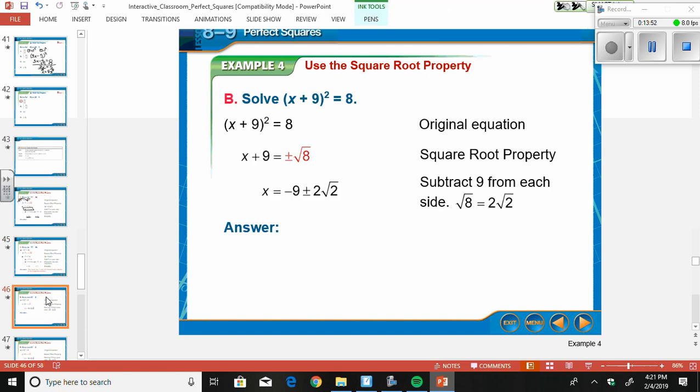The opposite of squaring is to square root. Do it to one side, do it to the other. So x equals, and just take that 9 over, negative 9 plus or minus. How do they come up with 2 square roots of 2? Inside that square root, they say is their perfect square. There's 4 times 2. The square root of 4 is 2. So that's how we get 2 square roots of 2.